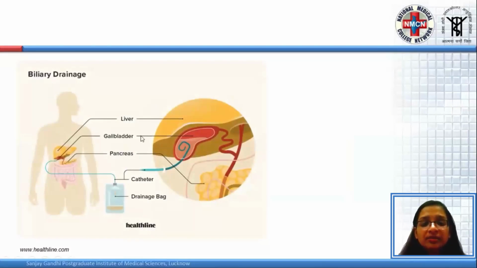In this biliary drainage, from outside a catheter is passed into the biliary system, and the drainage bag is placed outside, which the patient has to carry, which is called PTBD, but it is painful plus it is socially unacceptable to the patient.